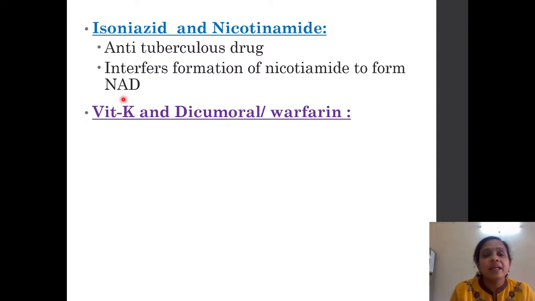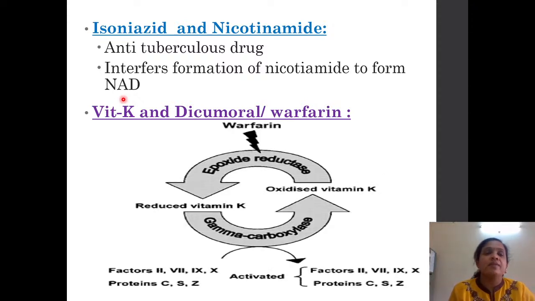Next, vitamin K and dicumarol or warfarin. Vitamin K is a vitamin that will help in activation of the coagulation factors. What coagulation factors are activated by vitamin K? Factors like 2, 7, 9 and 10. These are the coagulation factors that are activated in the presence of vitamin K, and they get involved in the coagulation reactions.